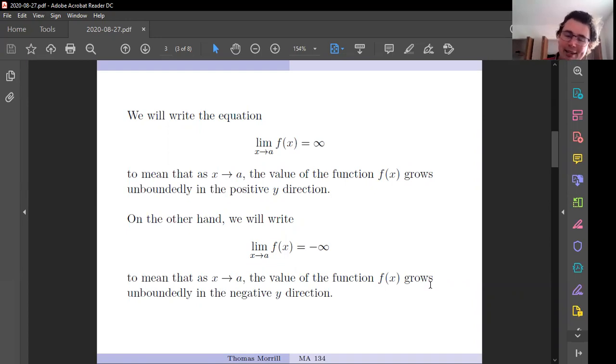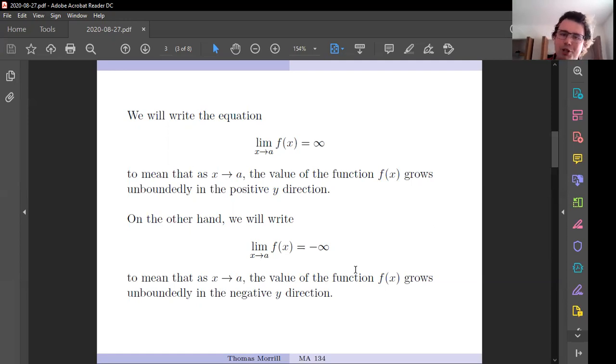And this is the same idea. As x approaches a, again, the value of the function f of x grows unboundedly in the negative y direction. So again, we're going negatively, but the magnitude of this quantity is growing larger and larger. -1, -10, -100, -1,000. Each one of these is less than, in the sense of greater than, less than, but their magnitudes are growing. And so that is the idea for limits which equal infinity.